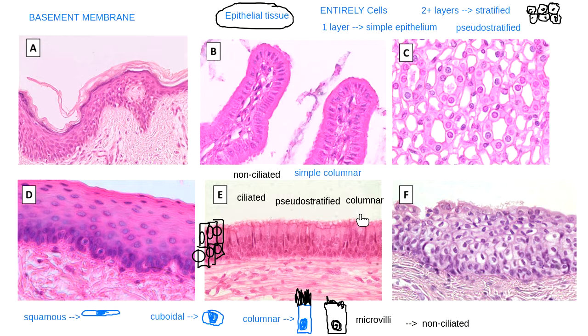Hey, if I bounce over here to tissue D, don't tell me its whole name, but I want you to tell me the name that relates to the shape of its cells. What kind of cells do we see in tissue type D? What kind of cells are out here? Any guesses? What shape?